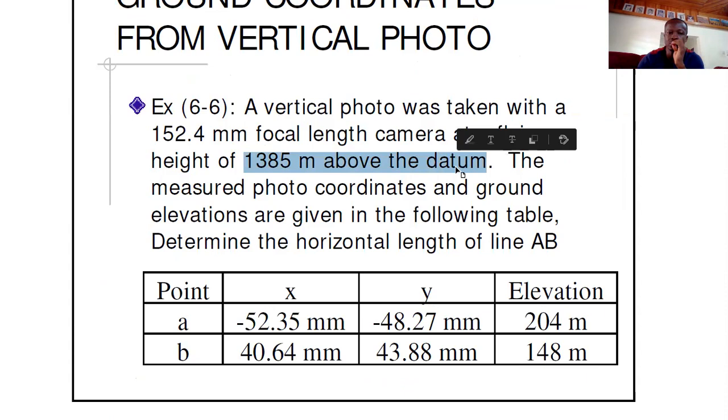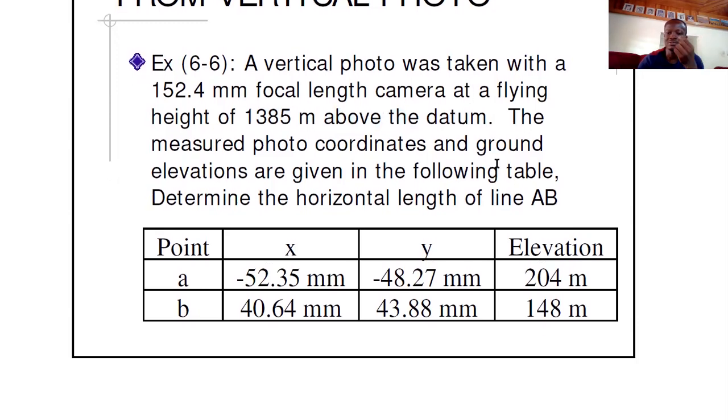We don't even mention the datum. Focal length, I've told you, David, if you can hear me, that throughout the course is always going to be 152.4 millimeters. So even if it's not provided, always assume it. The measured photo coordinates and ground elevations are given in the following table. So we have the XY photo coordinates, and we have the elevation of the point on the ground.